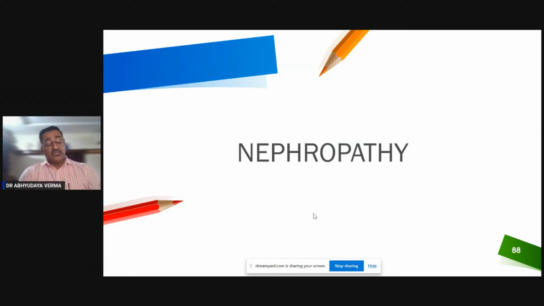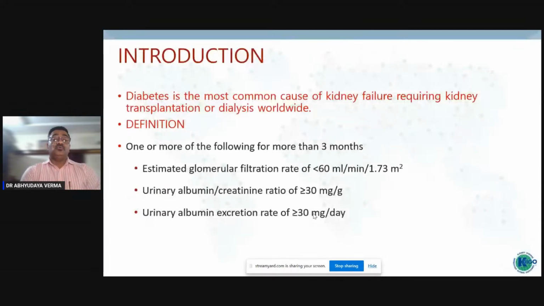So now, the last microvascular complication, I'll talk briefly about nephropathy. Diabetes is the most common cause of kidney failure requiring kidney transplantation or dialysis worldwide. And these are one or more of the following conditions.